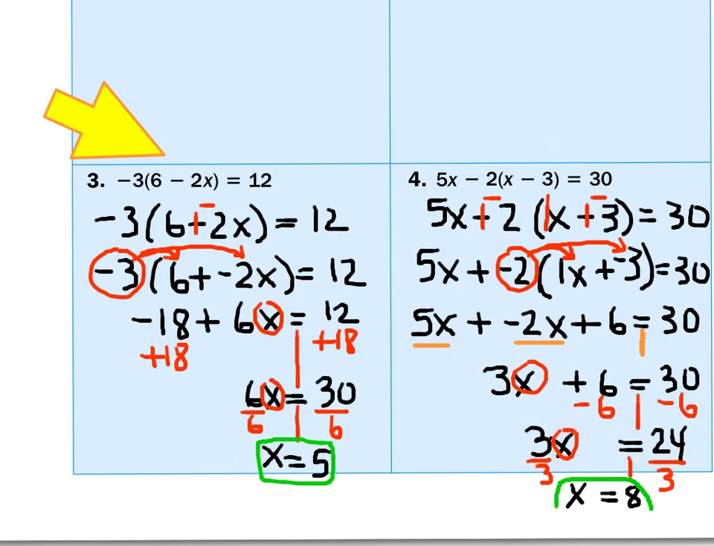Now I circled my variable, I brought the wall down. The only way to get rid of the 3 is to divide both sides by 3. So that's what I did. 3 divided by 3 gave me that invisible 1. I let the x come down, I let the equal sign come down, and 24 divided by 3 gave me 8. And we're done.